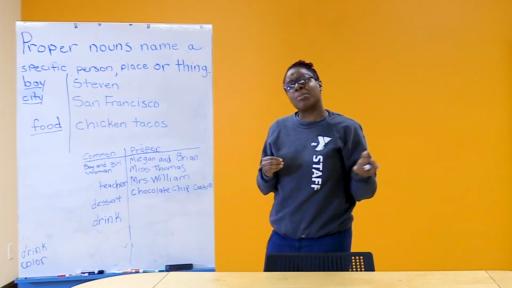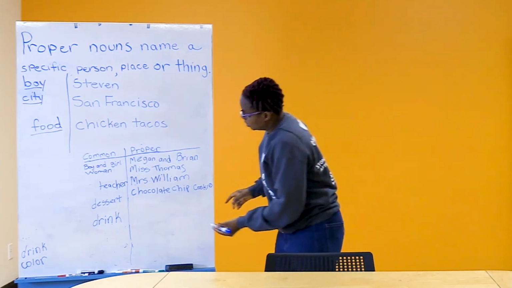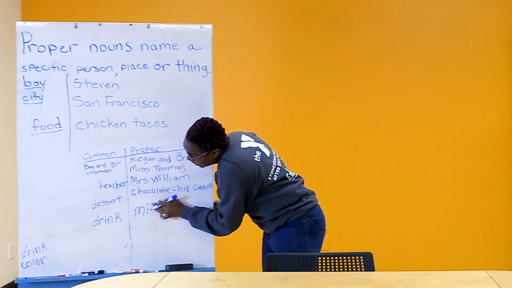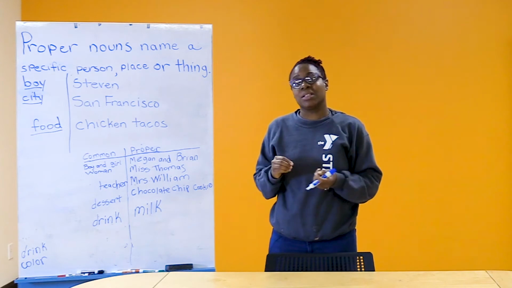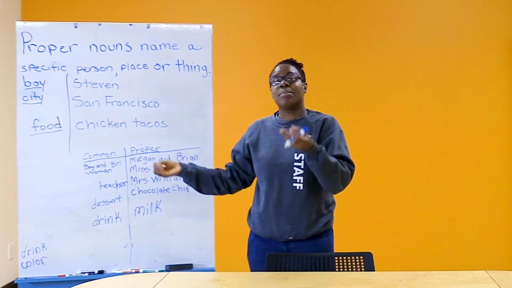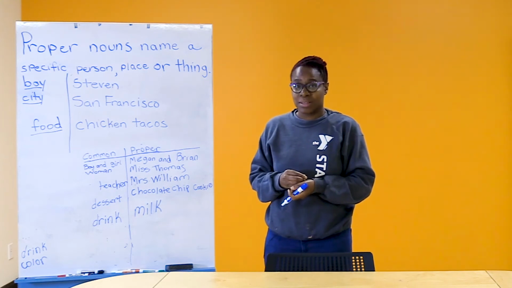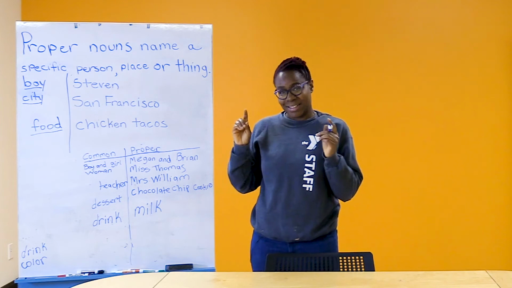And let's think of a proper noun for drink. Let's say it's milk. Let's go ahead and use both of these in a sentence. I love to drink milk for breakfast. See what we did there?